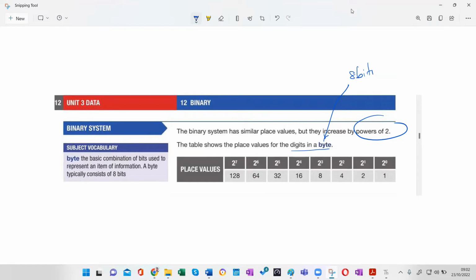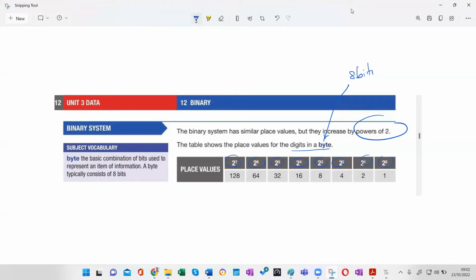Now, if you try to find out the place values, we have to start from the right corner and go as powers of 2. So 2 to the power 0, 2 to the power 1, 2 to the power 2, 2 to the power 3, 2 to the power 4, 2 to the power 5, 2 to the power 6, 2 to the power 7. 8 bits. 2 to the power 0 is always 1.